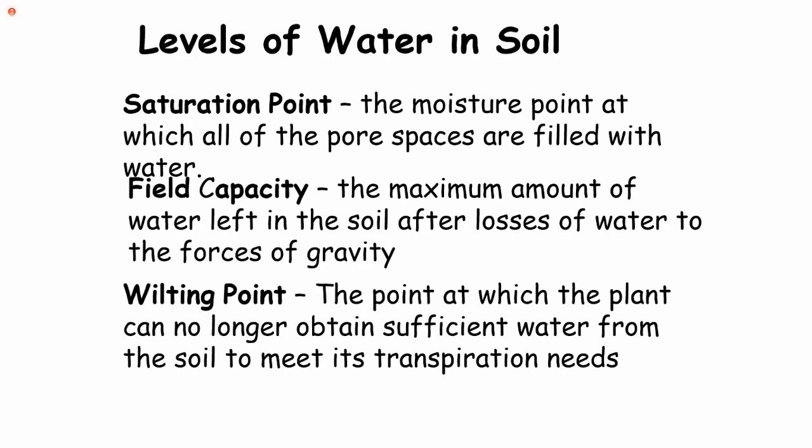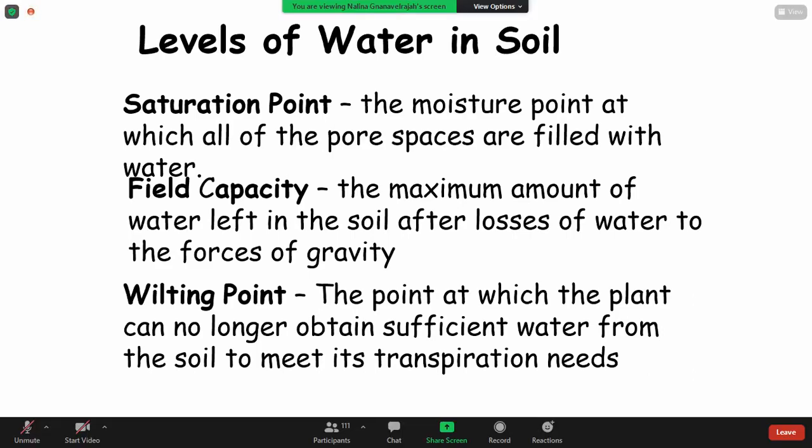Okay, so field capacity is the maximum amount of water left in the soil after loss of water to the force of gravity. After you remove the gravitational water, what is the maximum amount of water in the soil? That is field capacity. And the wilting point is the point at which the plant can no longer obtain sufficient water from the soil to meet its transpiration needs.